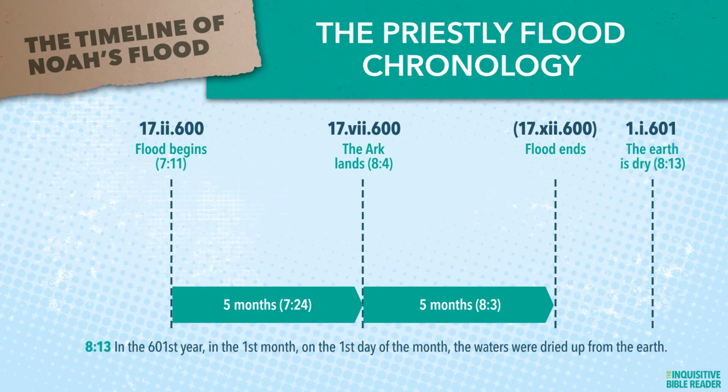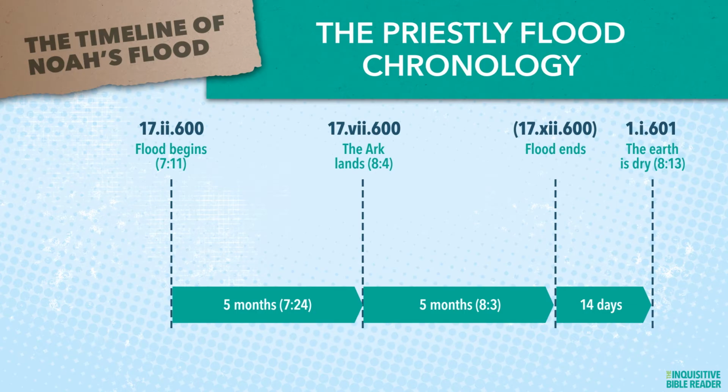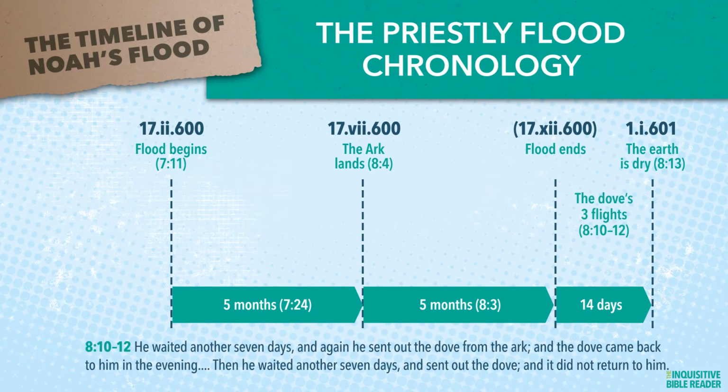According to 8:13, the earth is dry enough for Noah to disembark on the first day of the first month of the 601st year. This is exactly 14 days after the end of the flood. Where do those 14 days come from? Why, the doves, of course. When the flood ended, Noah sent out a dove 3 times, separated by 2 7-day intervals. This shows that the doves belong to the priestly source, contradicting a common assumption by scholars.